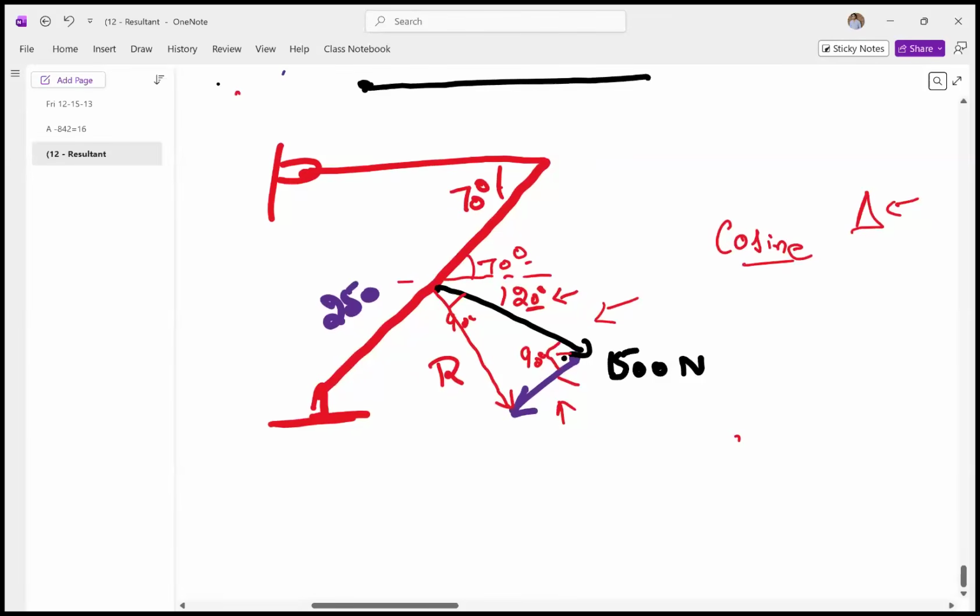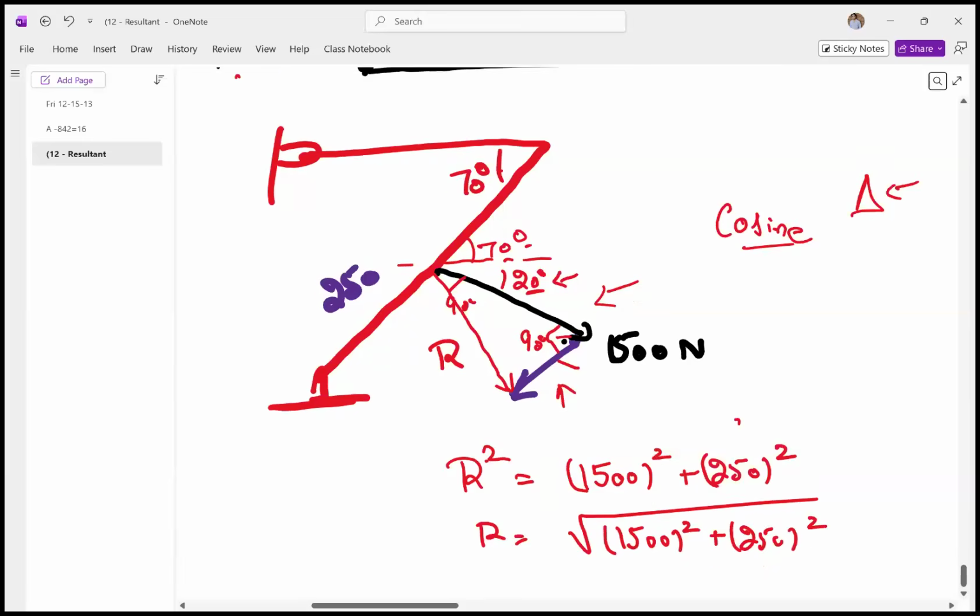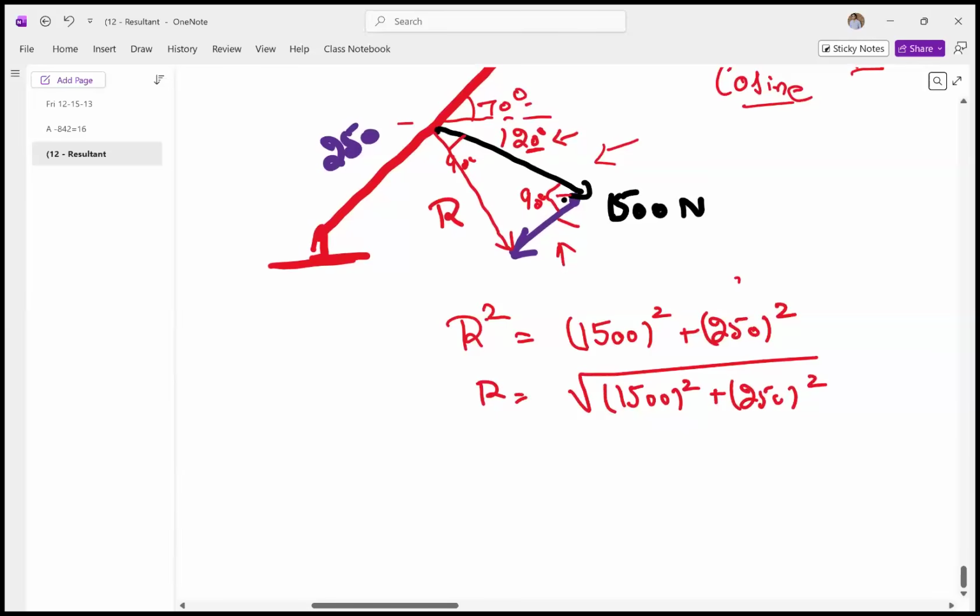So in this case, r square is equal to 1500 square plus 250 square, and the r value will be the square root of 1500 square plus 250 square. We get a value that comes out to be approximately 1520 newton, and I can write it as 1.52 kilonewton. And now if I were to find the angle of the resultant, you can find it from here also, or you can find it from here also.